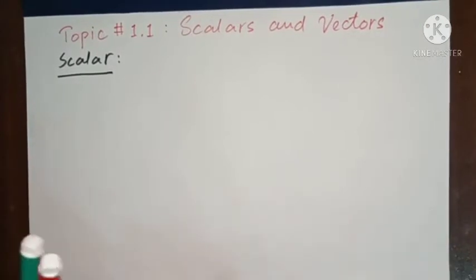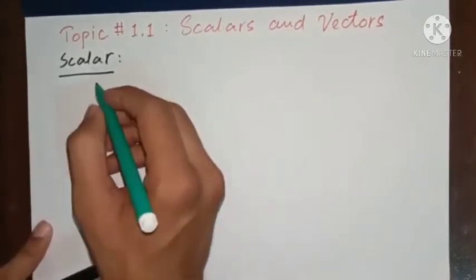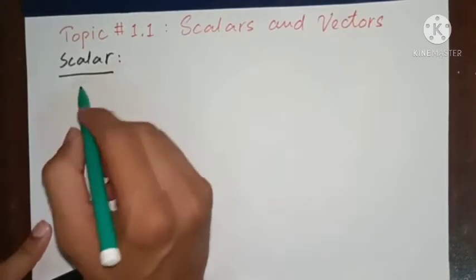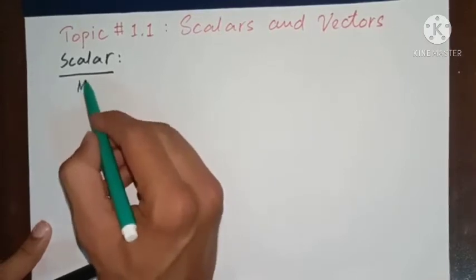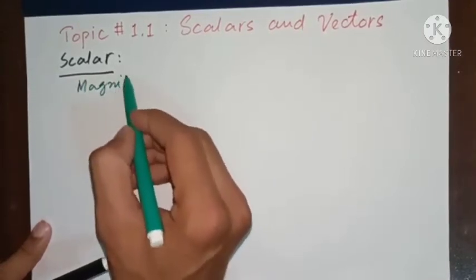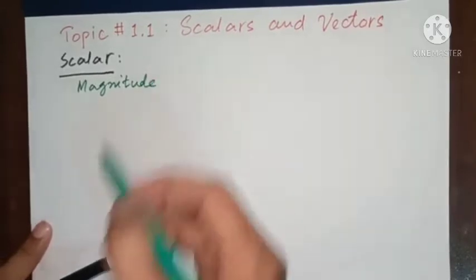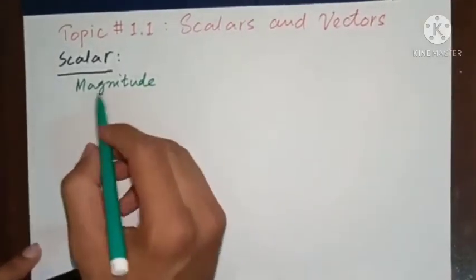Scalar is a quantity that has magnitude only, or you can say a scalar is a quantity that can be completely specified with its magnitude. Now the question arises, what is a magnitude?